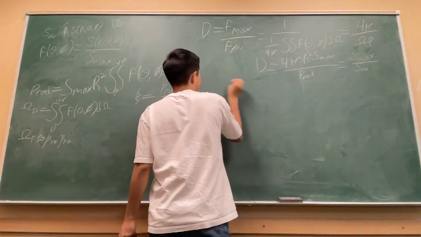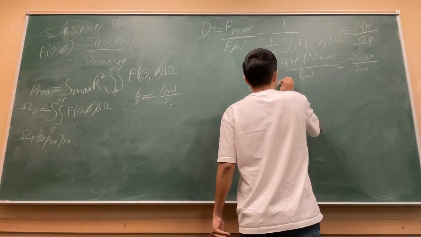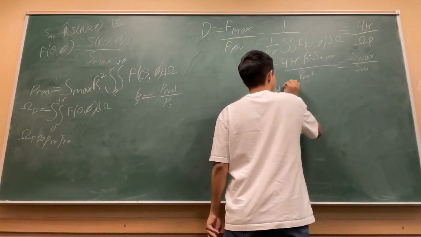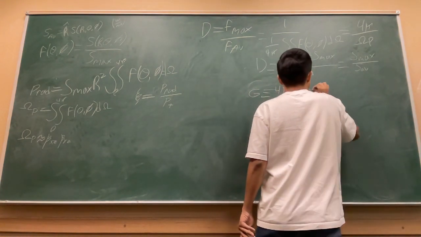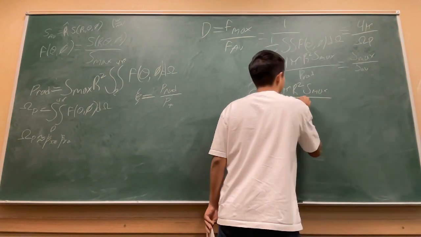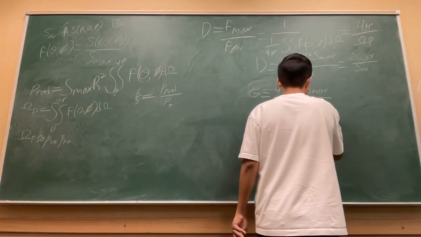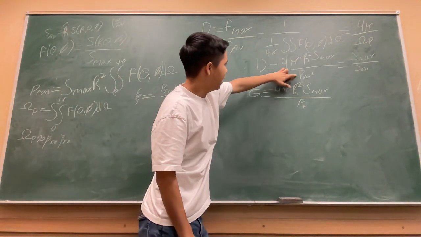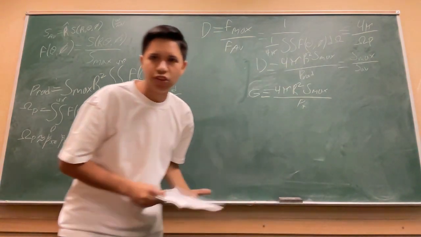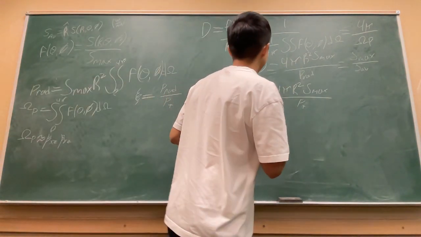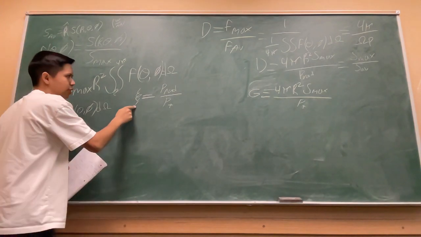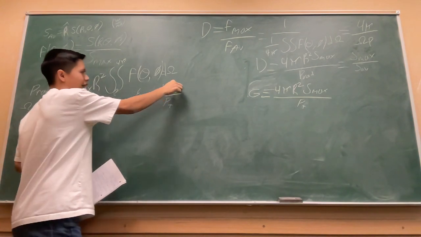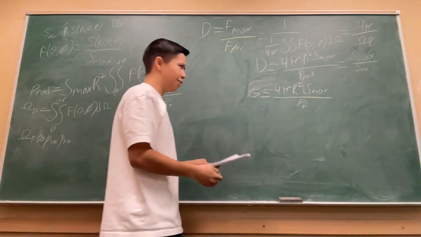So the gain, we're going to define it as 4 pi r squared times the maximum power density, over the transmitter power. Okay, so if we look at these two, they're very similar. They're related by the power radiated and the transmitter power. So we can use this radiation efficiency to find an equation that relates these two, because the radiation efficiency takes into account the power radiated and the transmitter power.